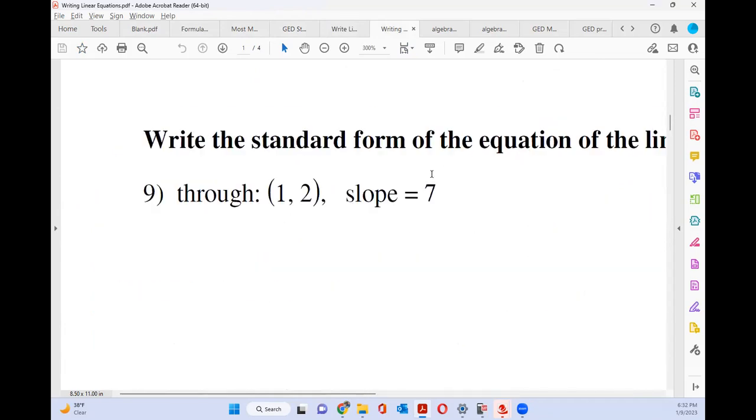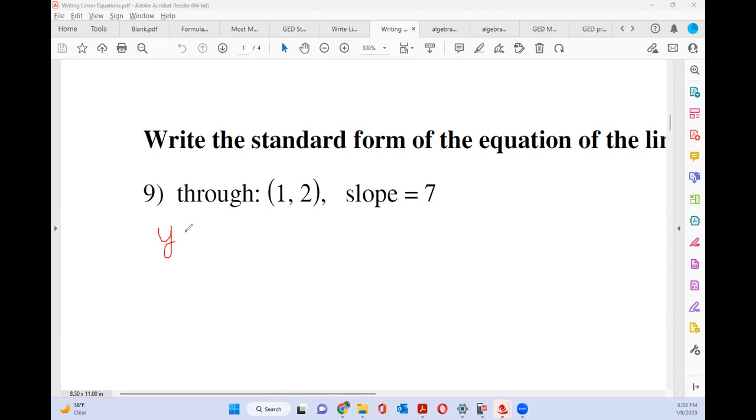So now again, I'll show you both ways. The first way was the point slope formula. Does anybody know what the point slope formula is? Can you tell me what it is? Oh man. Points.